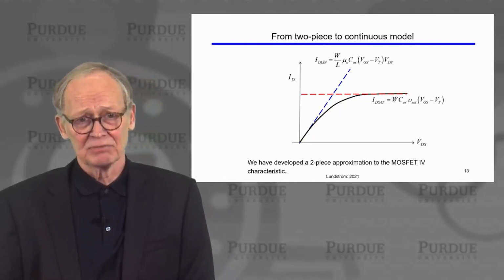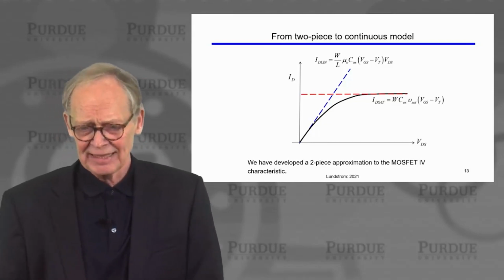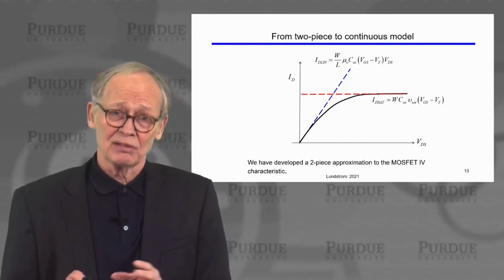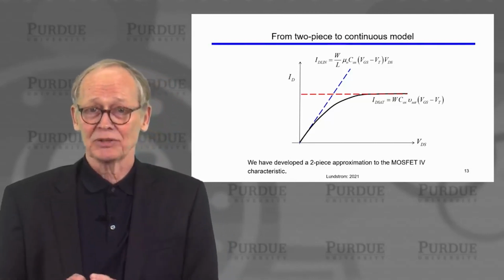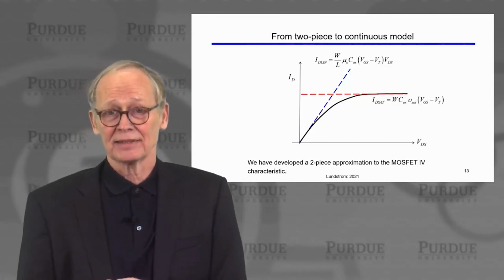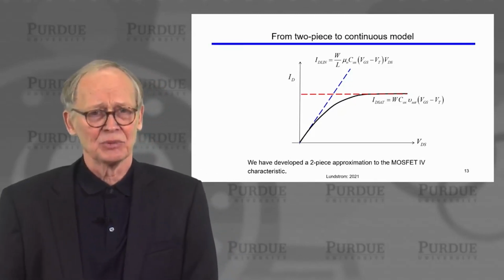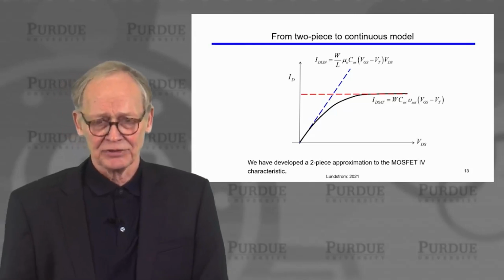The velocity in the channel actually doesn't saturate. But for some reason, it seems to describe modern transistors pretty well. And that's part of what this course is about. Why does it continue to describe transistors well? What does this saturated velocity really mean in nanoscale transistors?